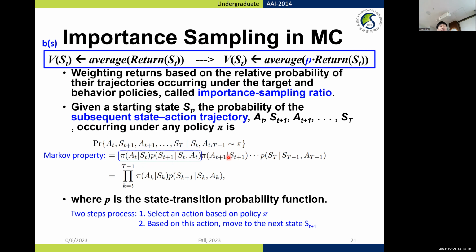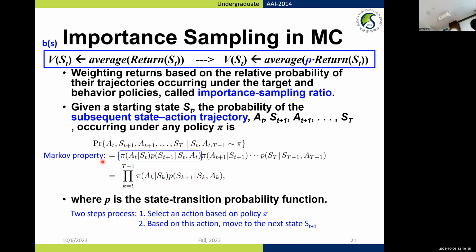And we continuously do this. We select an action times the transition probability, continuing until we reach the termination state. We make a product of all of them together, which is pi(Ak|Sk) times p(Sk+1|Sk,Ak). They all have the same form, so we multiply all of them from the starting time to the termination time. This is the first derivation.